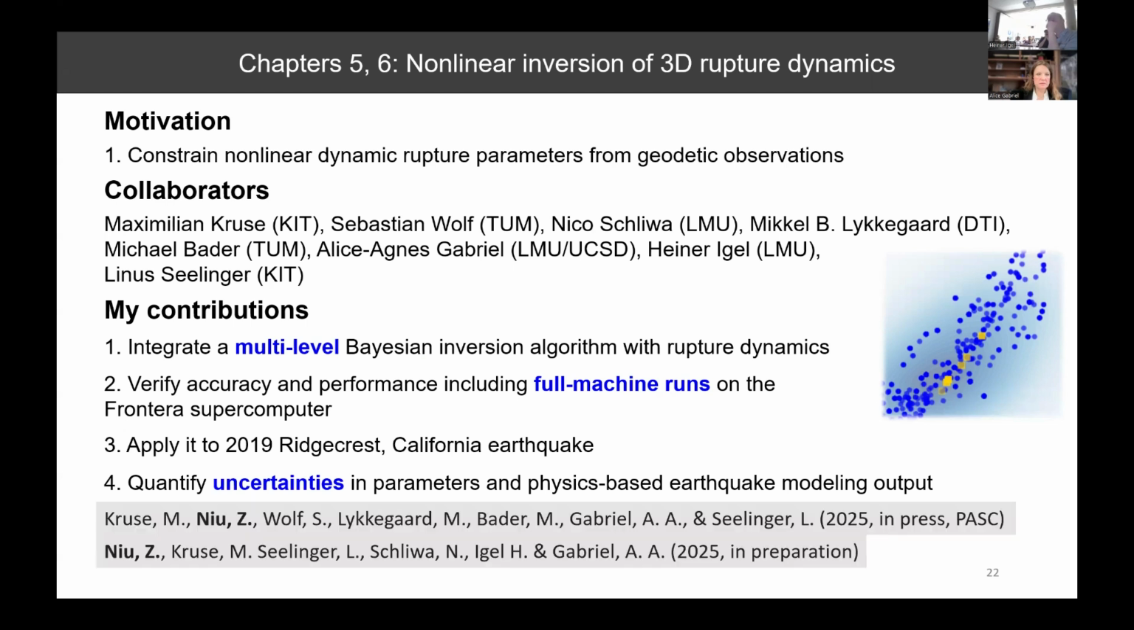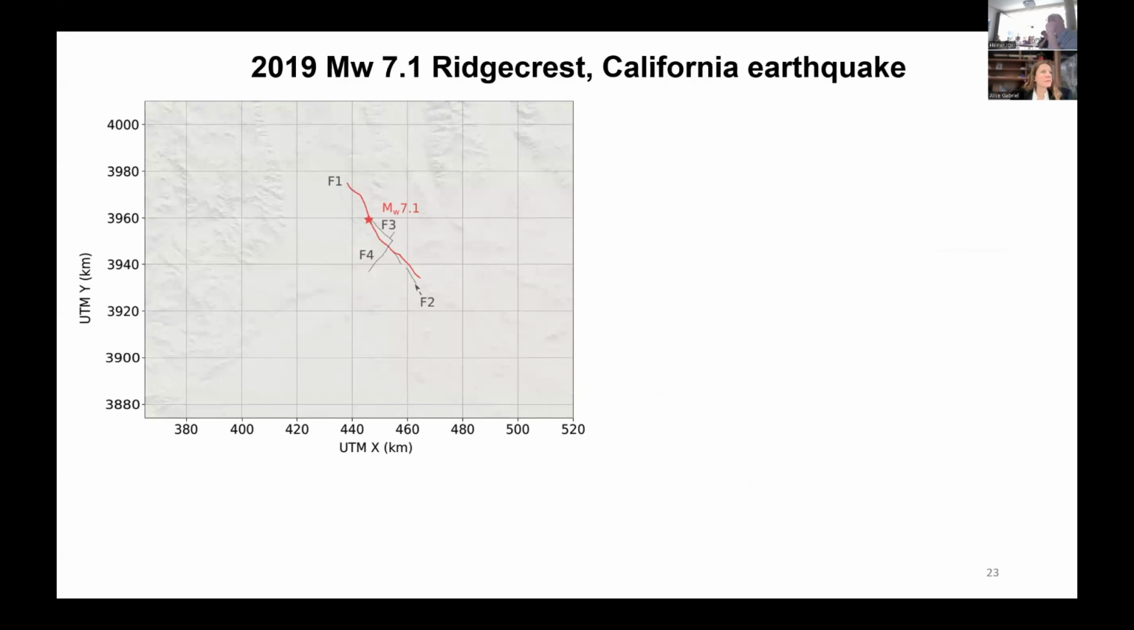Before I delve into the inversion results, I would like to first give a brief introduction to this earthquake. The main shock has a magnitude of 7.1, and the red curve here is the main fault that hosted this main shock. The other conjugate and subparallel fault system here hosted the foreshocks, and this segment here was also part of the main shock.